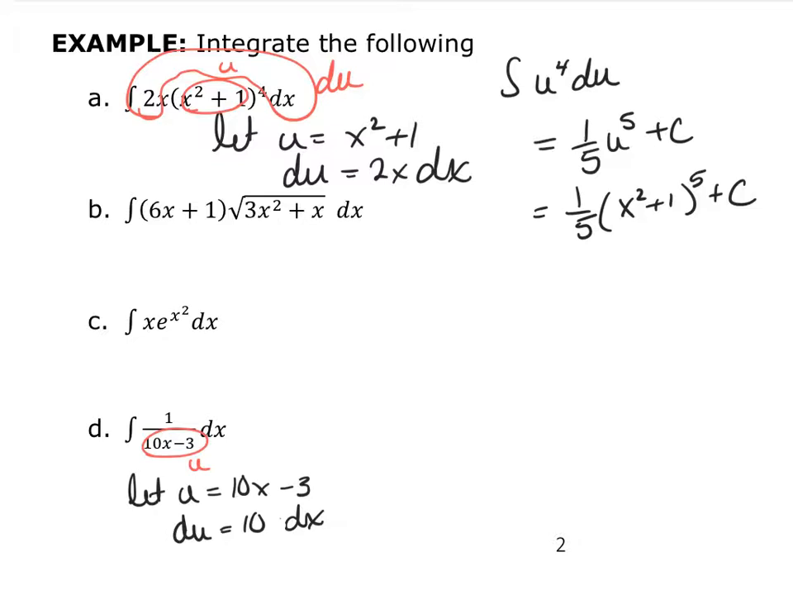Max, how do I adjust for that 10? So I don't see a 10 anywhere here. How do I adjust for that 10? Anyone? I lost Max.